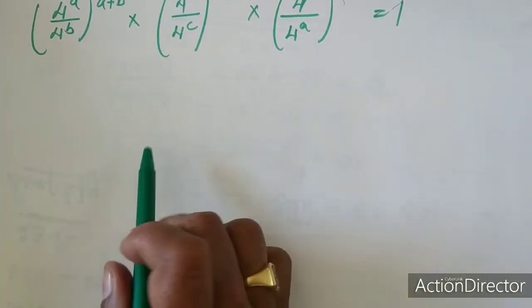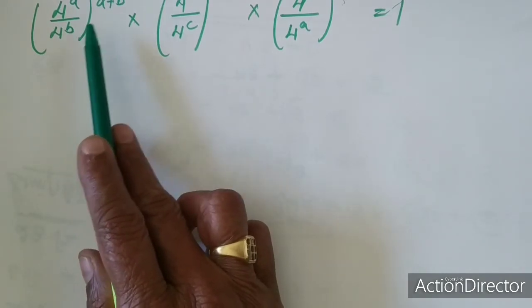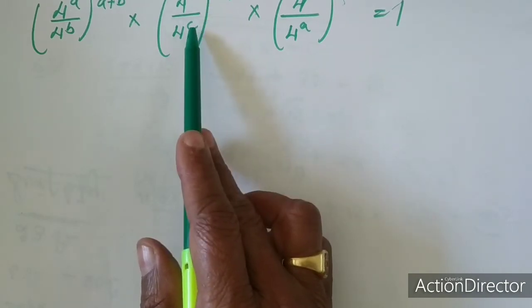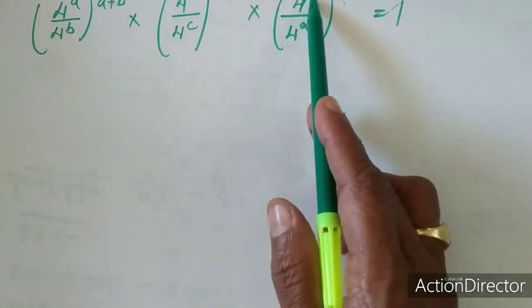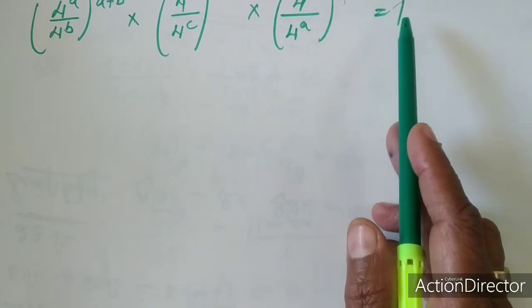So now moving on to the next question. Prove that (4^a / 4^b)^(a+b) × (4^b / 4^c)^(b+c) × (4^c / 4^a)^(c+a) is equal to 1.